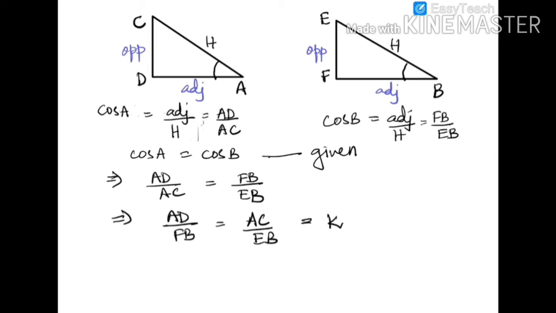Now look at these ratios. We have got AD upon FB equal to AC upon EB. So we have shown that in these two triangles we have two sides proportional. Now we need to find the ratio of the third side and show that it is equal to K. And when we do that, we will be able to say that these two triangles are similar and hence their angles are equal.